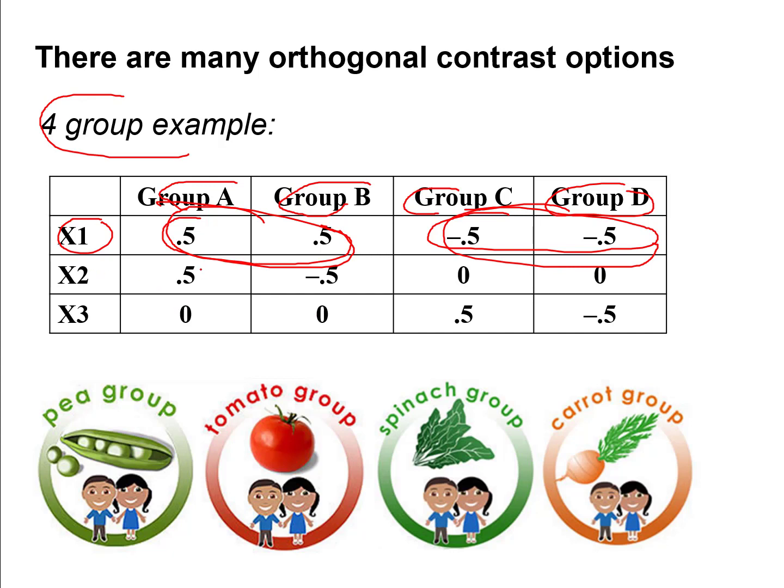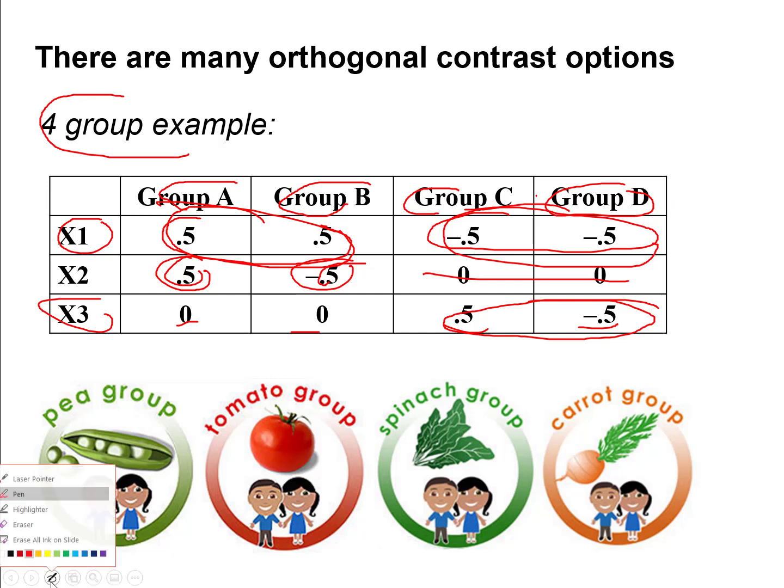And then contrast 2 is positive 0.5 and negative 0.5 and 0 and 0. So that's going to compare group A with group B. And then the third contrast is 0, 0, positive 0.5, negative 0.5. That's going to give me a value that will compare groups C and D.